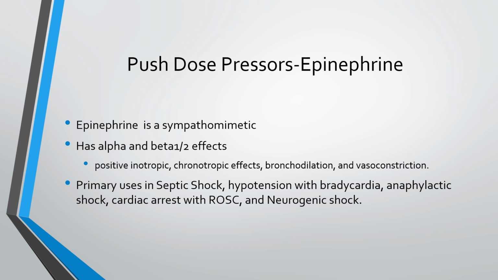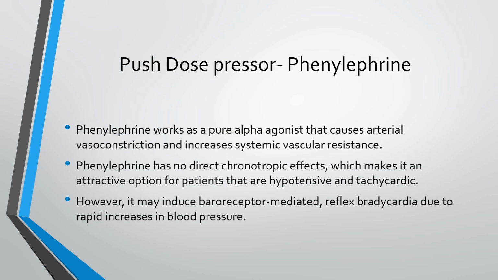Epinephrine is a sympathomimetic catecholamine, has alpha, beta 1, and beta 2 effects, so it has positive inotropic, chronotropic, bronchodilation, and vasoconstriction effects. Inotropic, greater squeeze; chronotropic, faster heart rate; bronchodilation, fantastic; and vasoconstriction, increase our afterload and our preload. Primary uses in septic shock, hypotension with bradycardia, anaphylactic shock, cardiac arrest with ROSC, neurogenic shock, almost all shocks. It's fantastic.